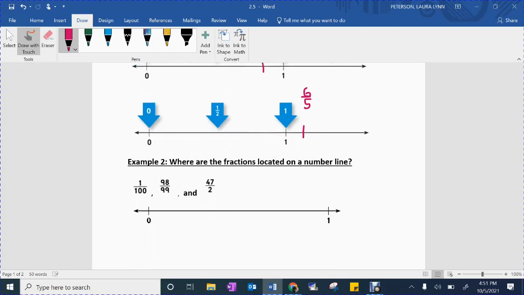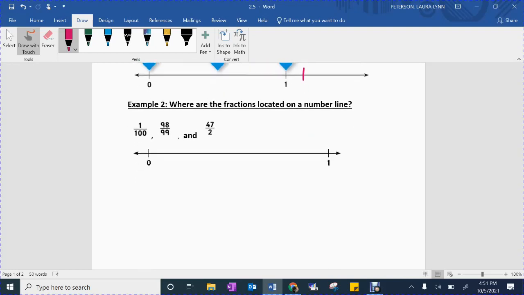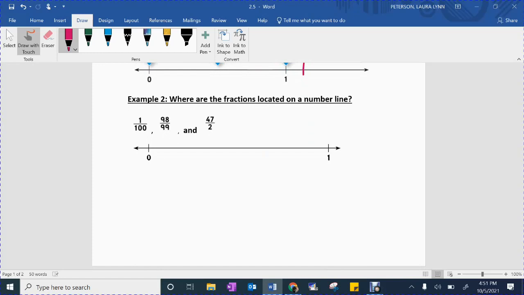Okay. Let's go on to example 2. Example 2, now you can see that we have some pretty big numbers in these fractions, bigger than what we're used to working with, but we can still figure this out. We will first decide if these fractions are proper or improper, because that will then help us narrow down where some of these should go on the number line.